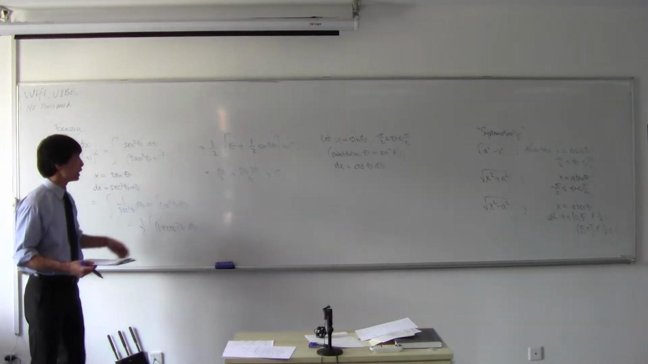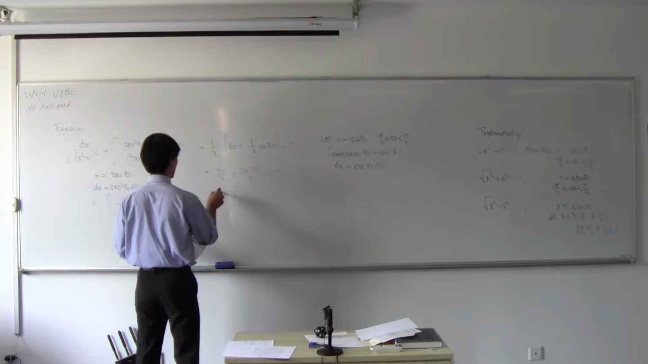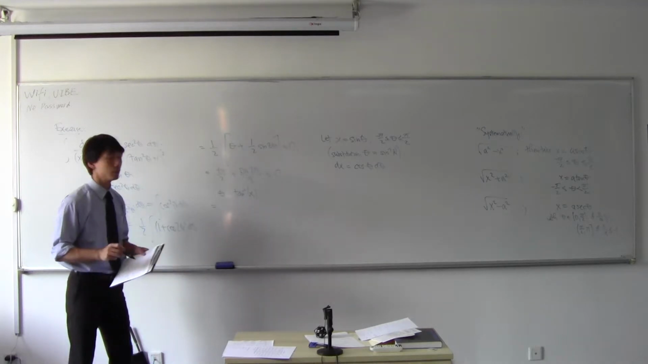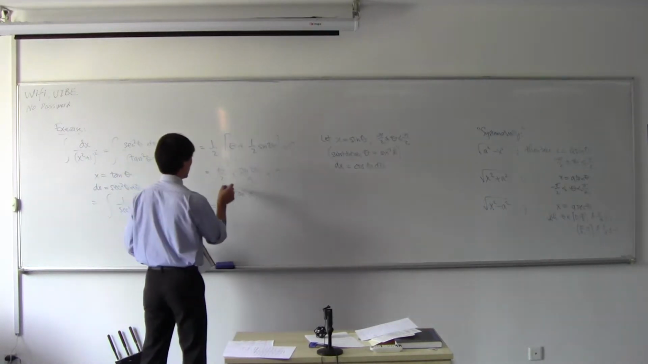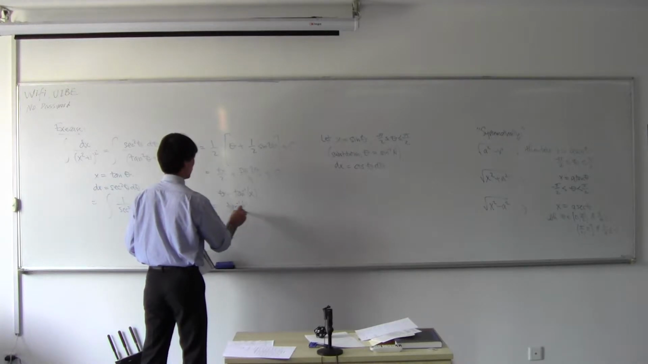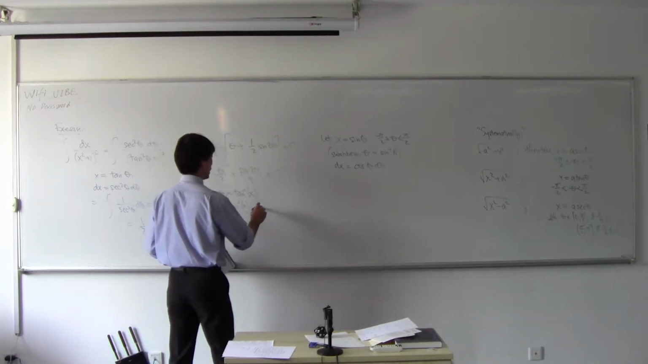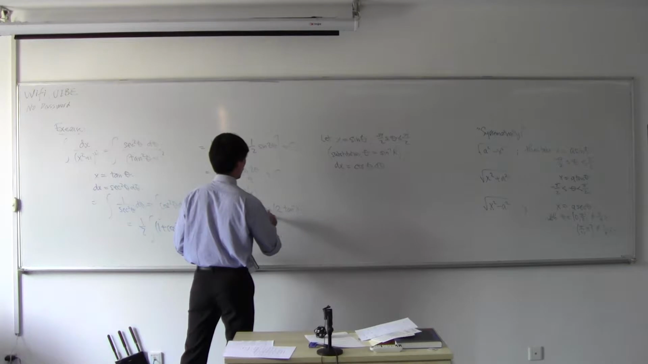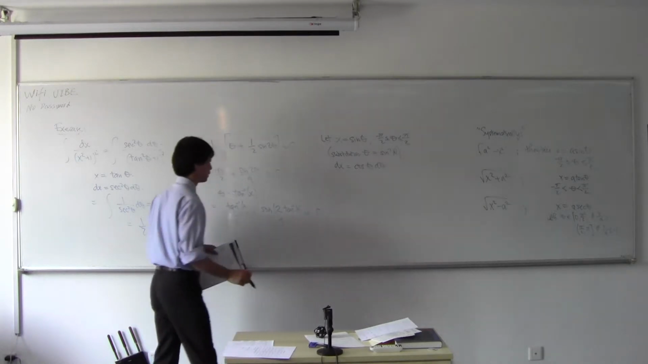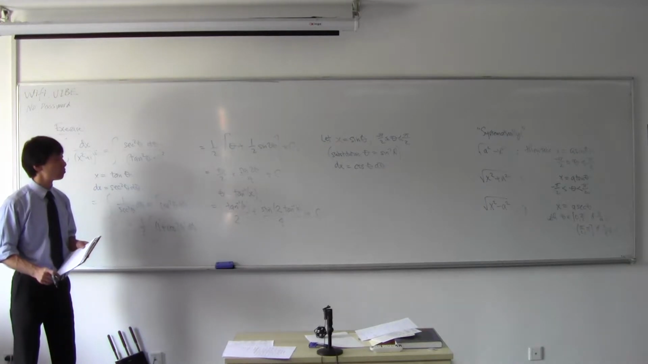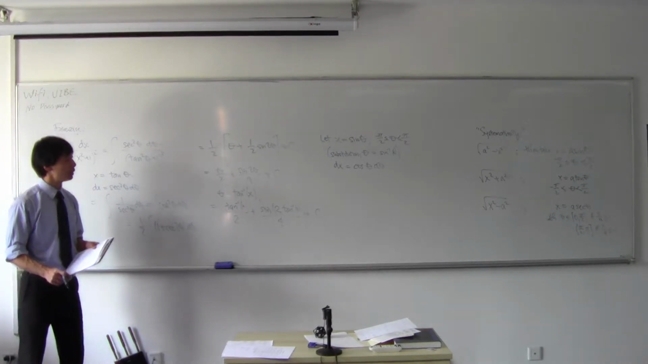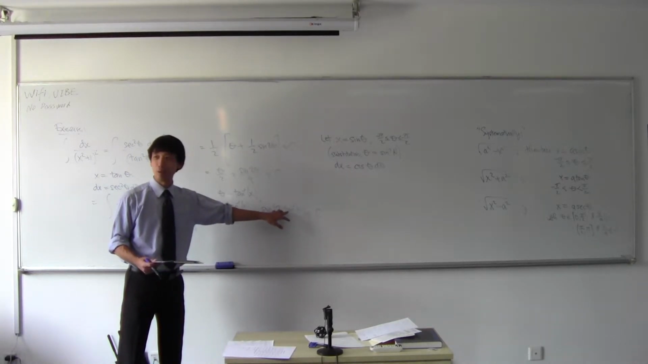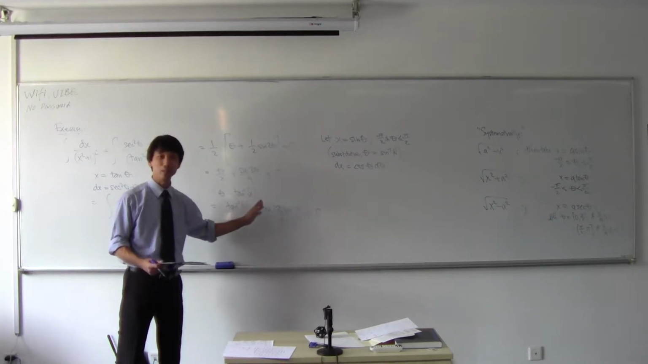And then at the end, you switch everything back, right? So remember what theta is. Theta is actually tan inverse of x. So you have tan inverse x over 2 plus the sine of 2 tan inverse x over 4 plus c. That doesn't look so nice, but you could use some trigonometric formula to make it look nicer. But anyway, this is the right answer.